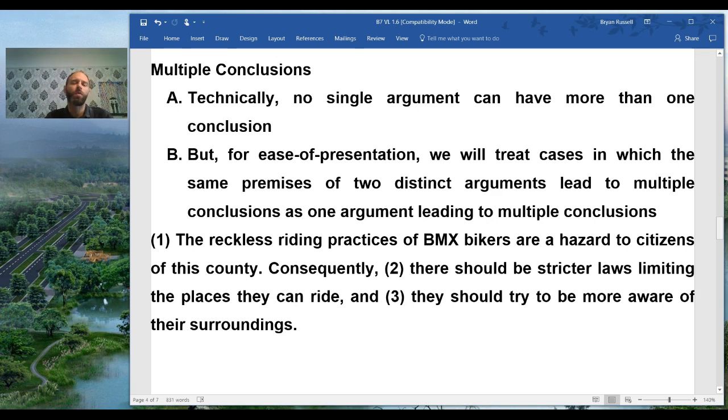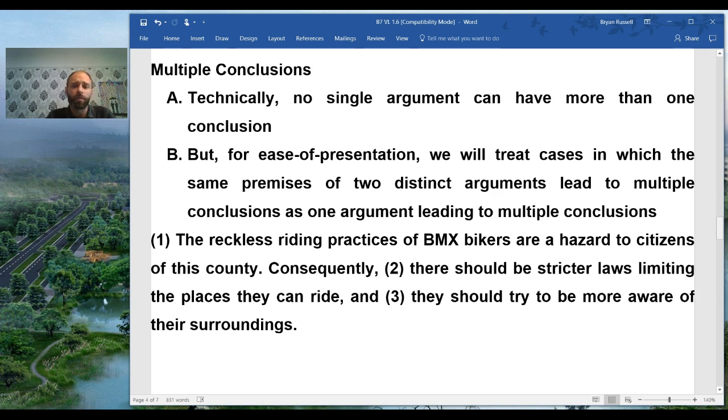But for ease of presentation, when we're trying to diagram complex arguments, we're going to treat cases in which the same premises of 2 arguments lead to multiple conclusions as 1 argument leading to multiple conclusions. So if you have the same premises leading to different conclusions, that's technically 2 distinct arguments, but we're going to diagram them as if they go together because they share the same premises. So take the following argument, for example.